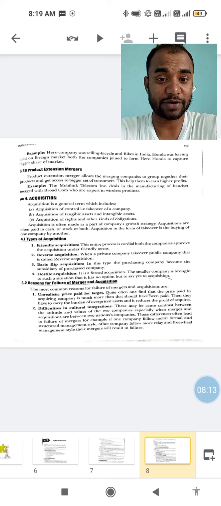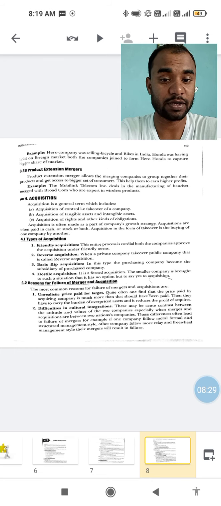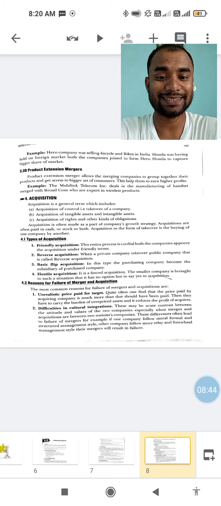Now there are types: friendly acquisition, where the approval is very friendly; then reverse acquisition, which is when a private company takes over a public company; flip acquisition, in which the purchasing company becomes the subsidiary of the purchased company; and hostile acquisition, a forced acquisition, where the smaller company is brought to such a situation that it has no option but to say yes. So these are the four different types of acquisition.